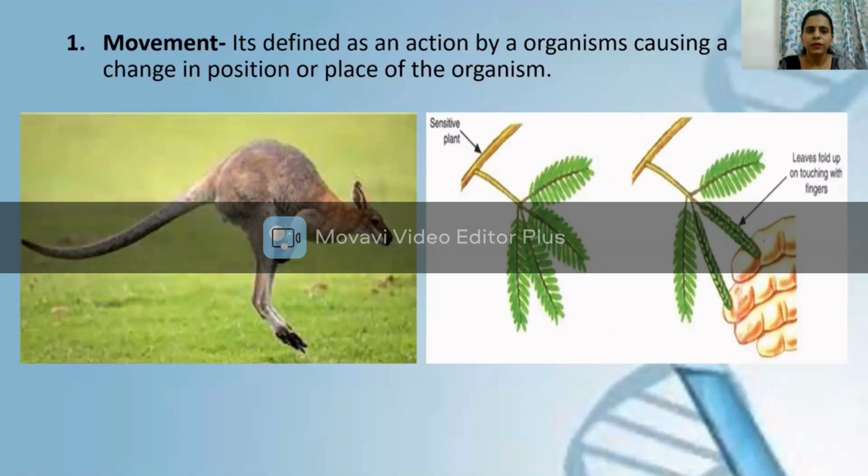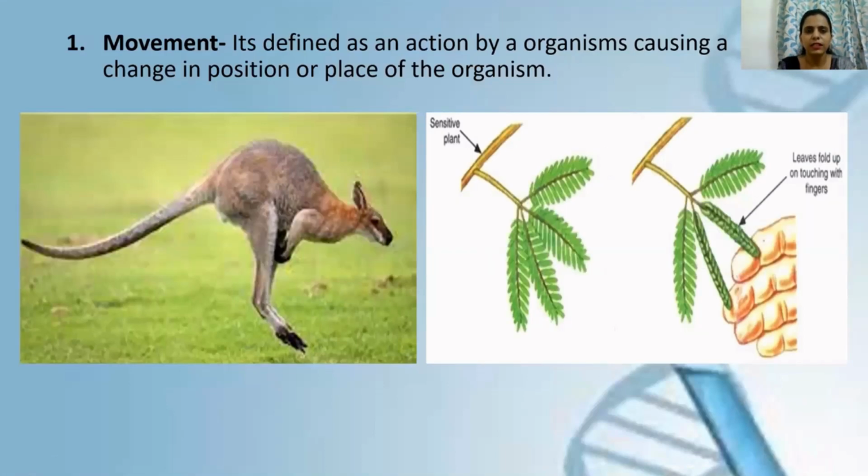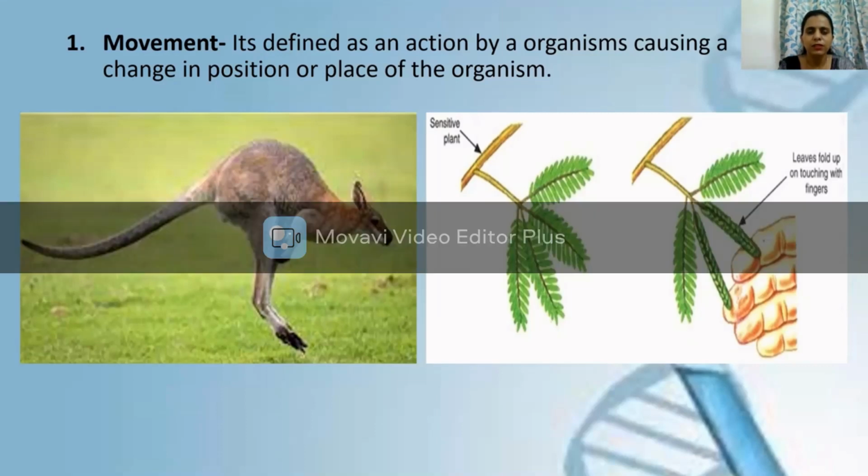First characteristic of life is movement. So movement is defined as an action by an organism causing a change in its position or place of that particular organism. Okay. So whenever an organism moves, either there'll be a change in the place of that organism, or there'll be a change in the position of a body part of the organism.